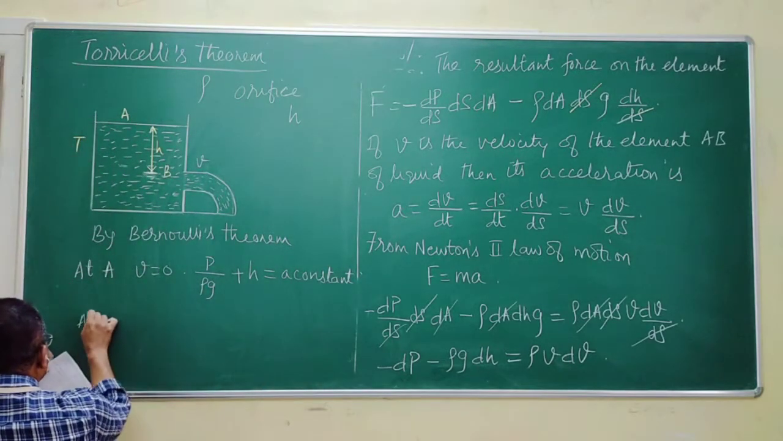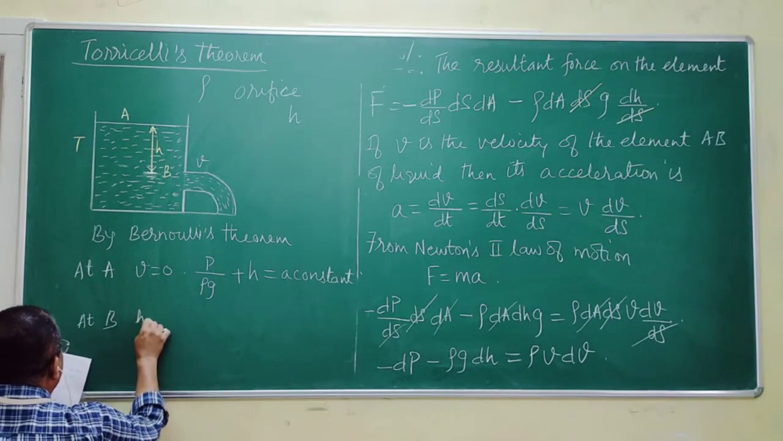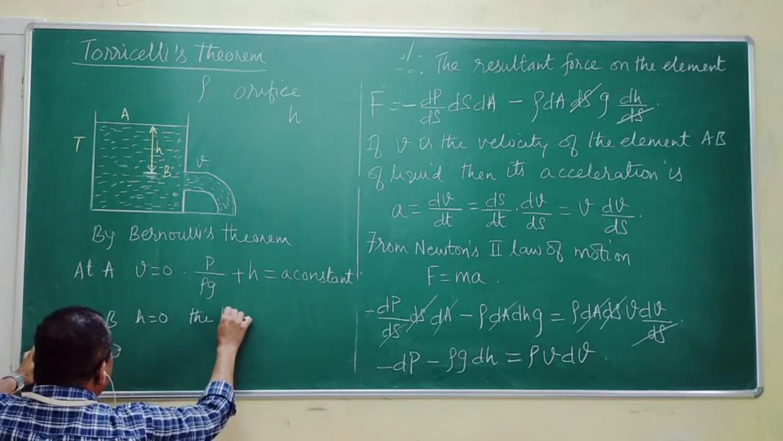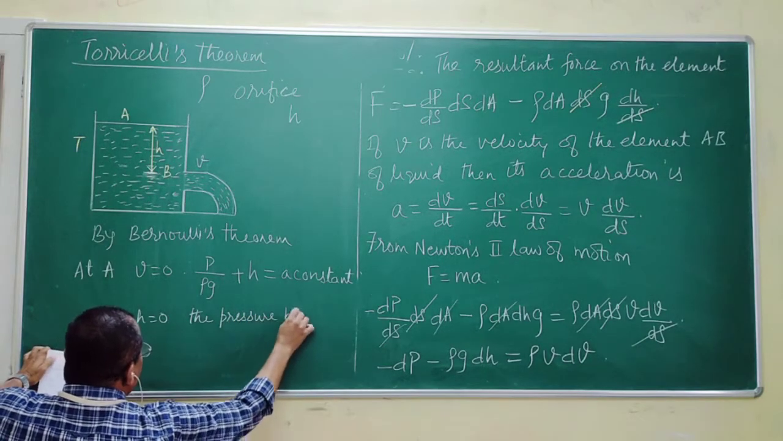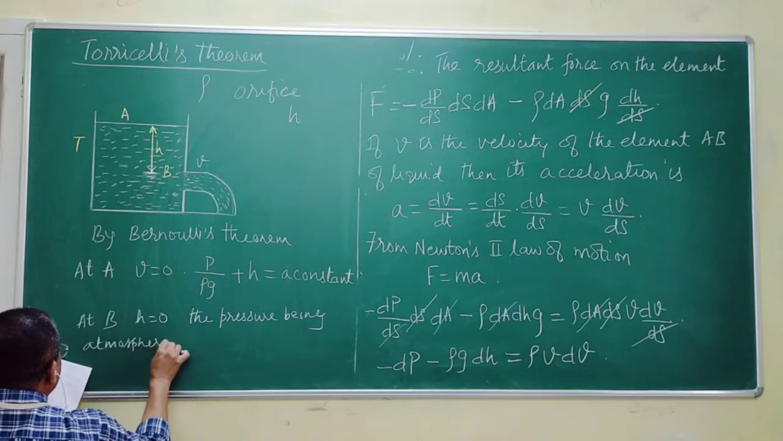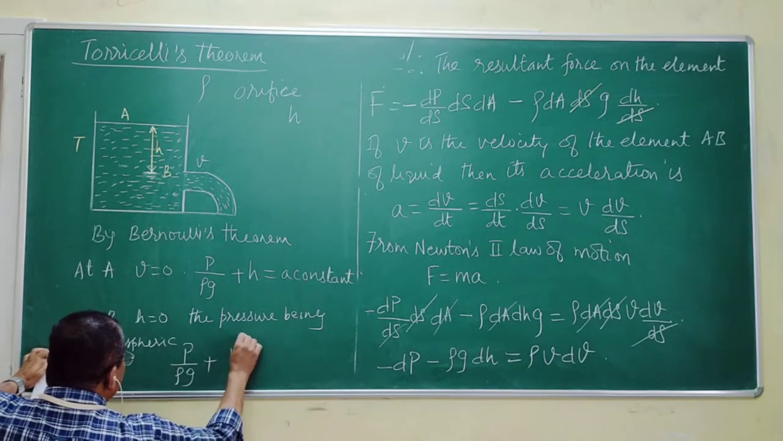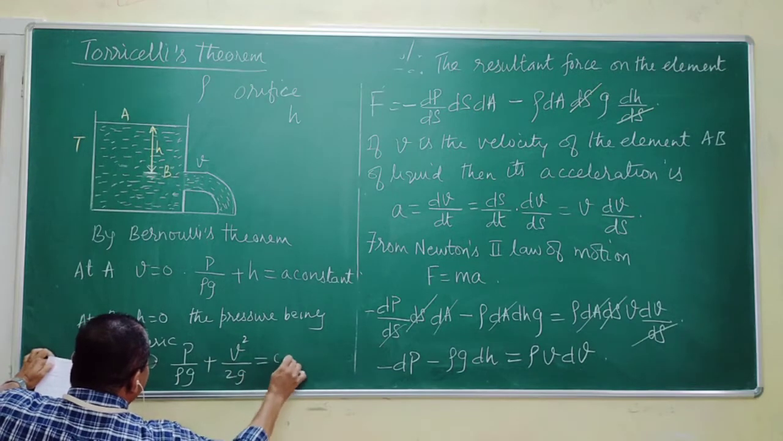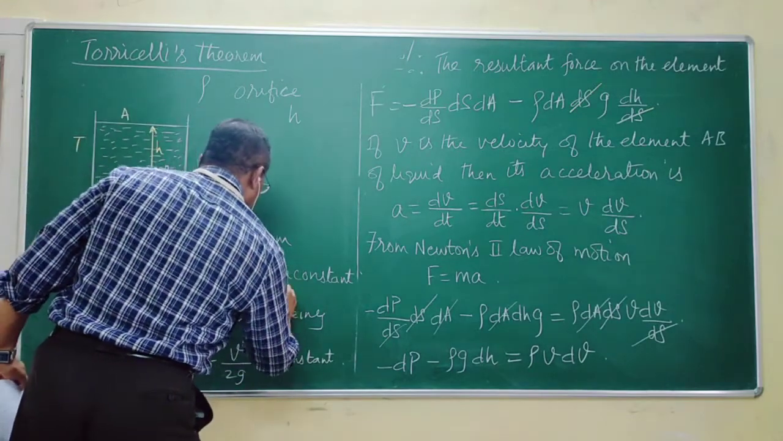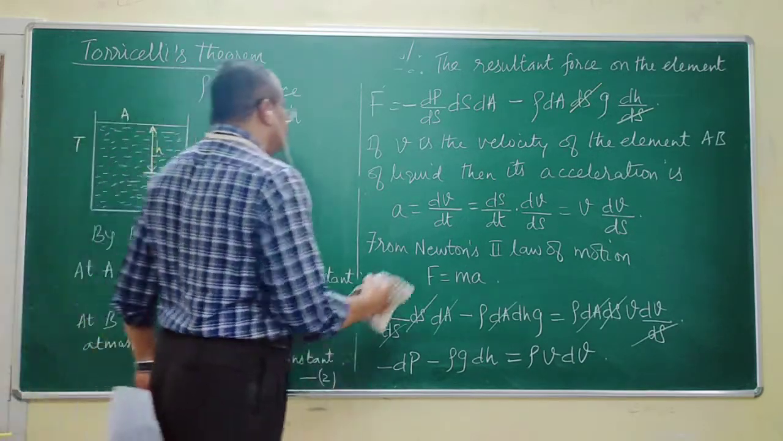Similarly, at B, it is a horizontal surface. H is 0. Okay? H is 0. The pressure being atmospheric, I write P by rho g plus v squared by 2g is equal to a constant. Let me call this equation number 1, and this equation number 2.